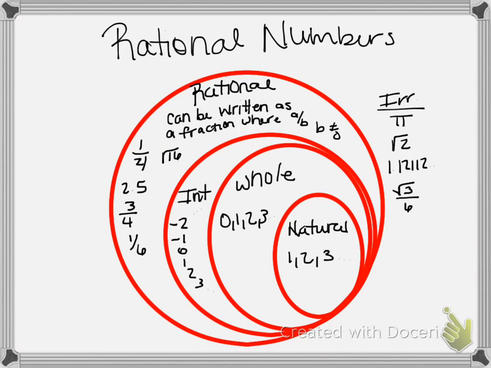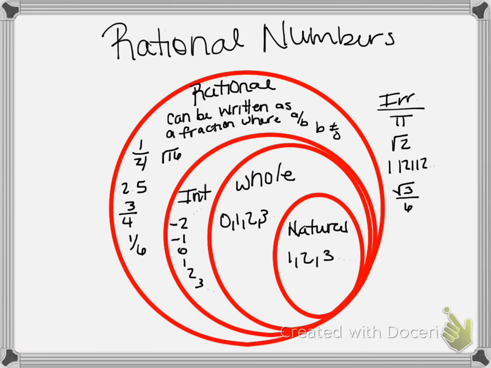Hey guys, today we're going to talk about rational numbers. So I recreated this diagram that we made at the beginning of the year just to remind you that natural numbers, which is what you learned when you were smaller, are 1, 2, 3, 4, 5, 6, and so on. Whole numbers include the number 0. So 0, 1, 2, 3, and so on.